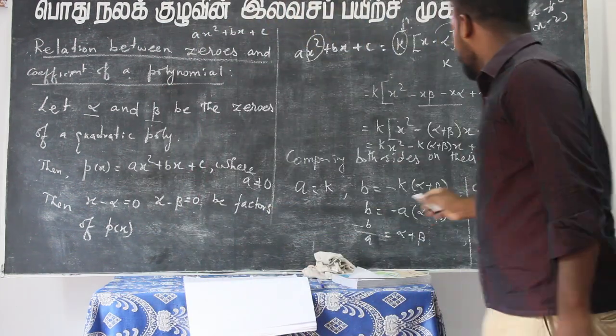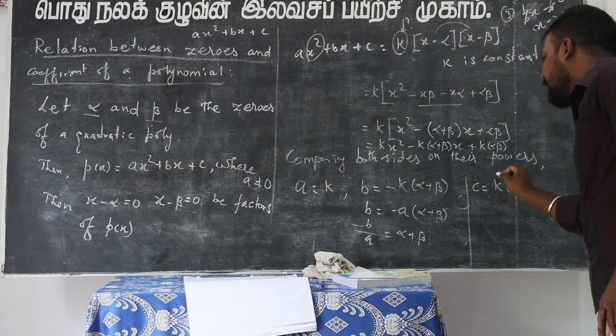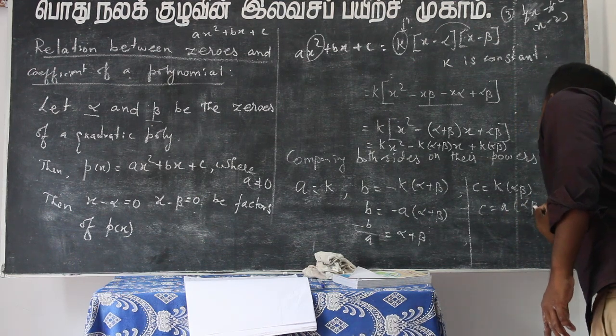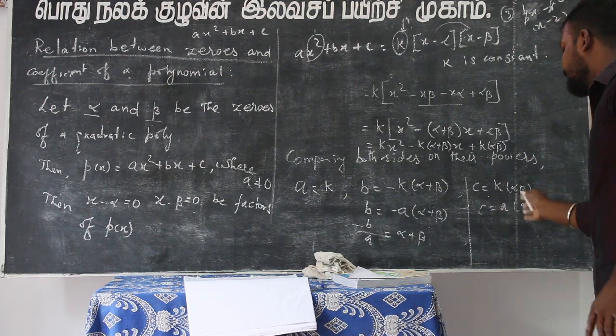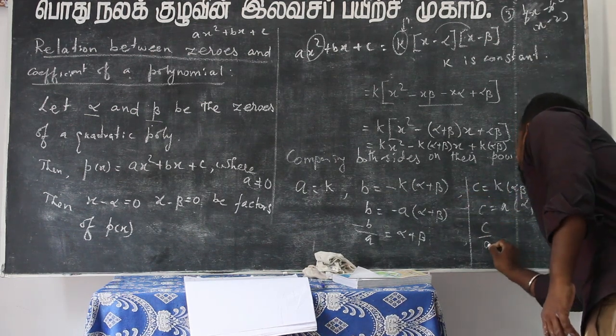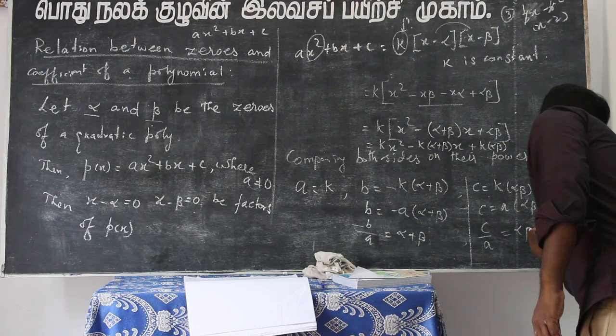What about the third one? So we are going to replace k by a. So what will we get? C is equal to a into alpha beta. A is a multiplication, comes to left hand side means it comes to the denominator. So C divided by A is equal to alpha into beta.